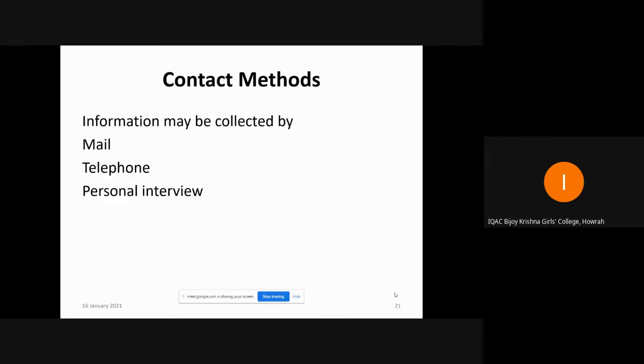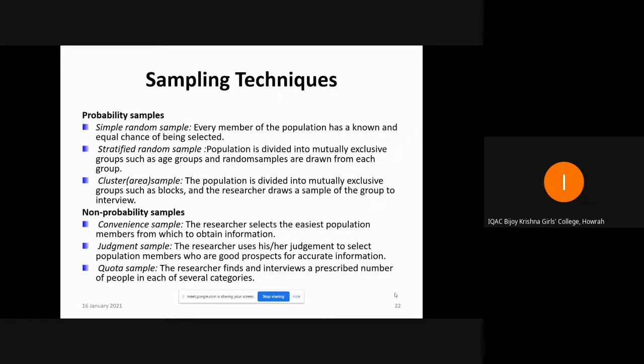The next part is the contact method. This is useful for qualitative research when you go for primary data collection, one of the methods. Naturally, now there is the online mode. You can collect data from a Google form; that is also a contact method. And sampling techniques are very, very important. There are different types of sampling techniques.